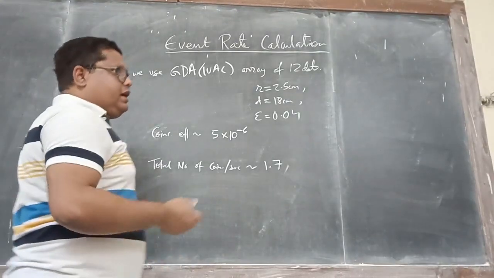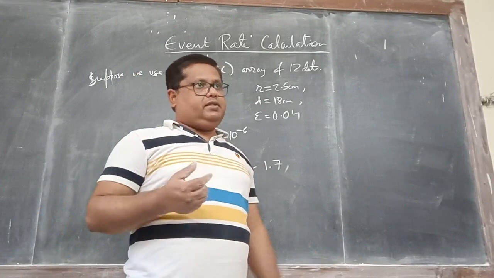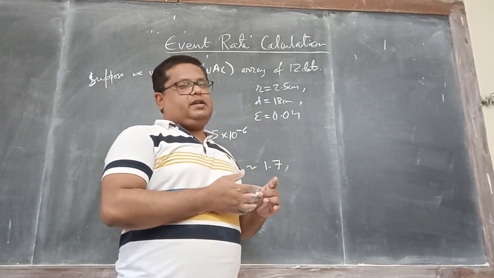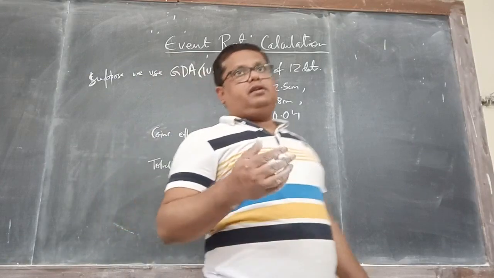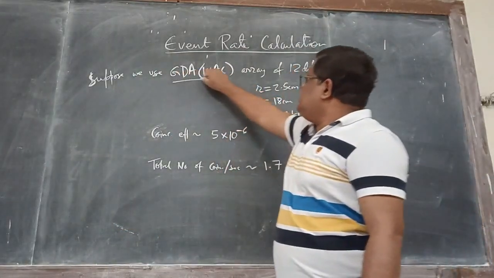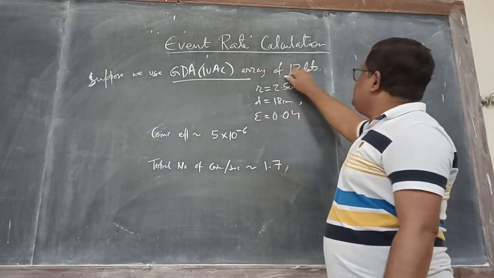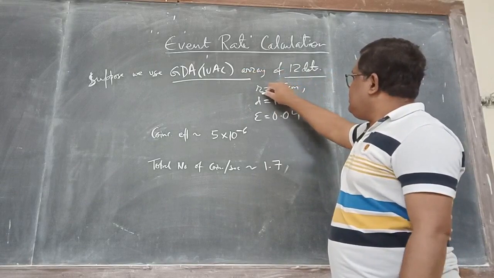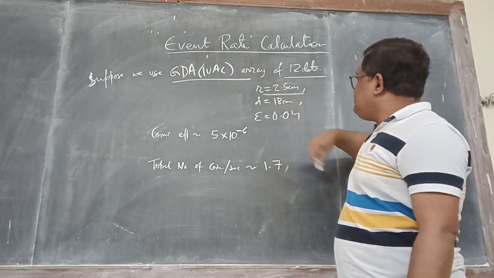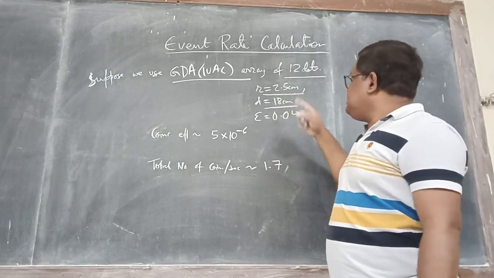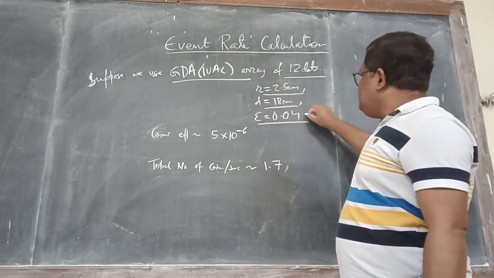We have talked about 8 clover detectors. Basically, this was used in the INGA array, Indian National Gamma Array. Now, instead of the 8 clover detectors, suppose we use the GDA array at IUAC, which has 12 detectors. These are the specifications: the radius is approximately 2.5 centimeter, the source to detector distance is 18 centimeter, and the efficiency is much smaller.